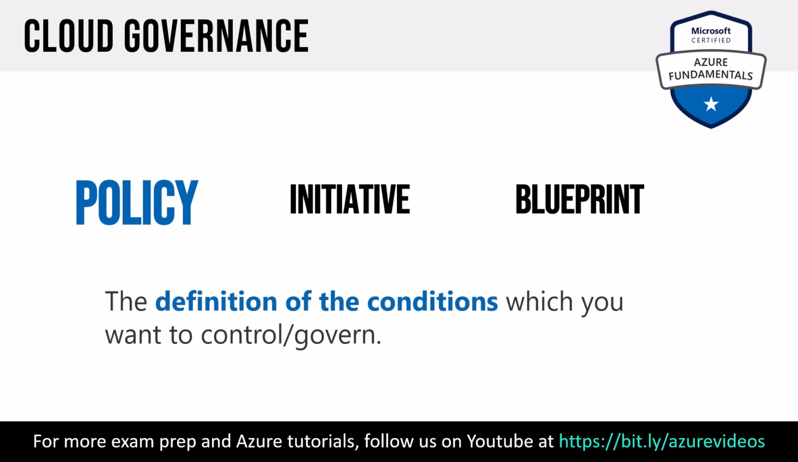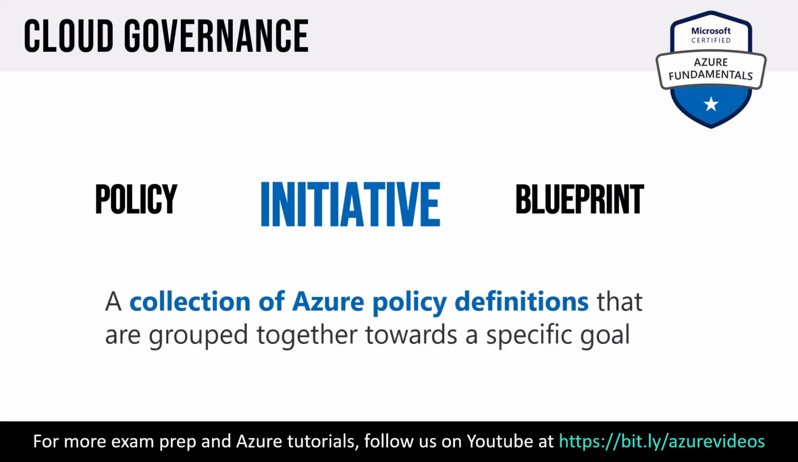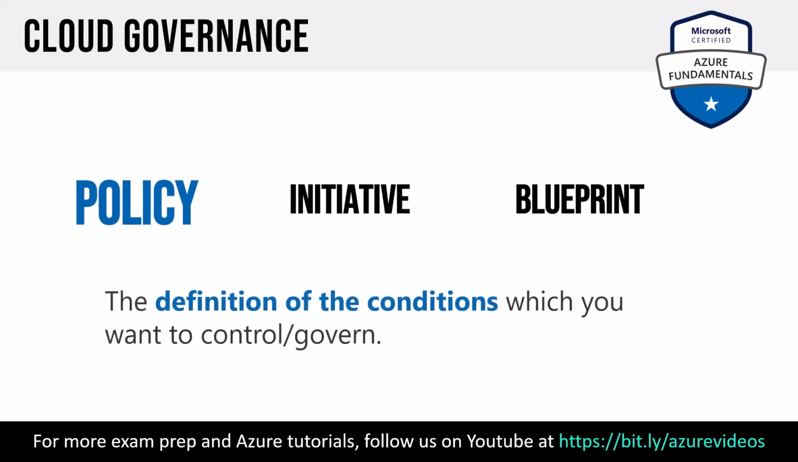And a policy is a definition of the conditions you want to control or govern in Azure. An initiative is a collection of Azure policy definitions that are grouped together toward a specific goal. So a policy is really about enforcing your will. If that's putting guardrails on virtual machine deployment, for example, to only allow certain VM SKUs and only to certain regions.